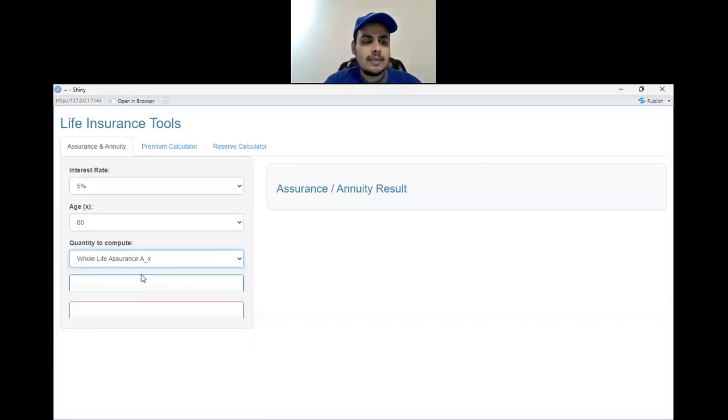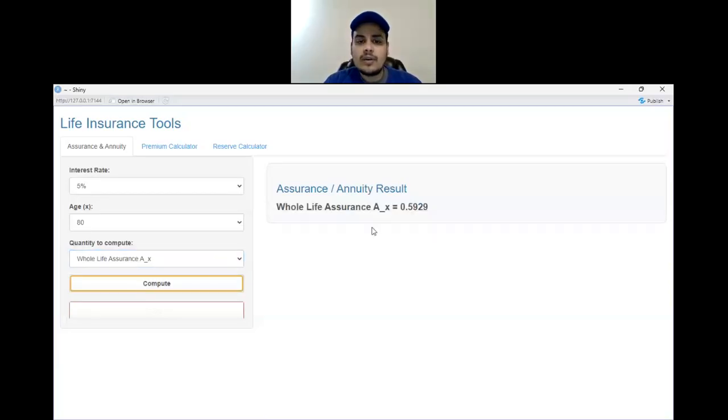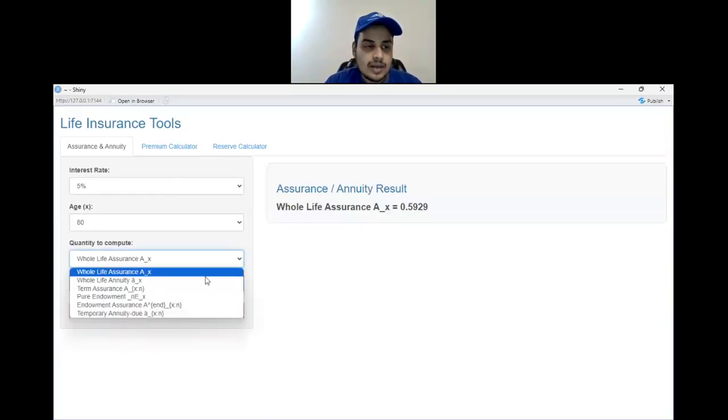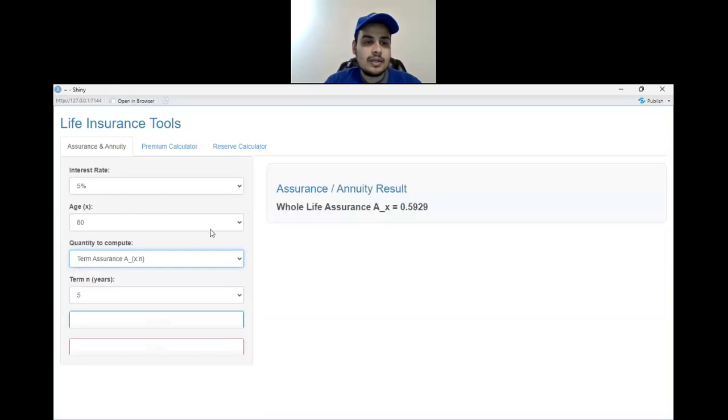So we can choose any values over here for the whole range of age and interest rate, and we can instantly compute the assurance and annuity results. This dynamically gives the assurance and annuity factors which are required for the premium and the reserve calculation. We can see one more example for term assurance for a different age, 63, for 5 years. We can also choose the term and we can get the instant value over here.